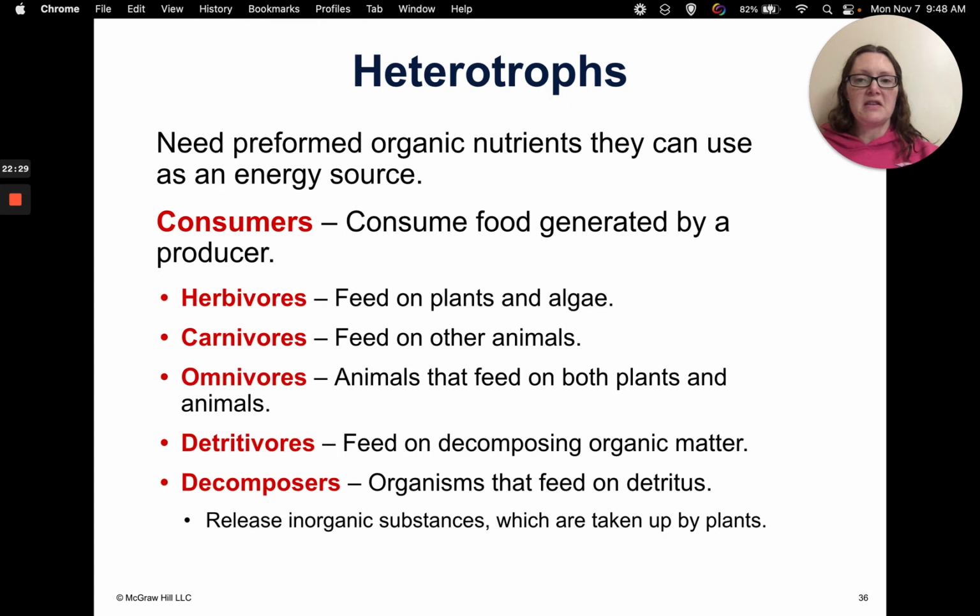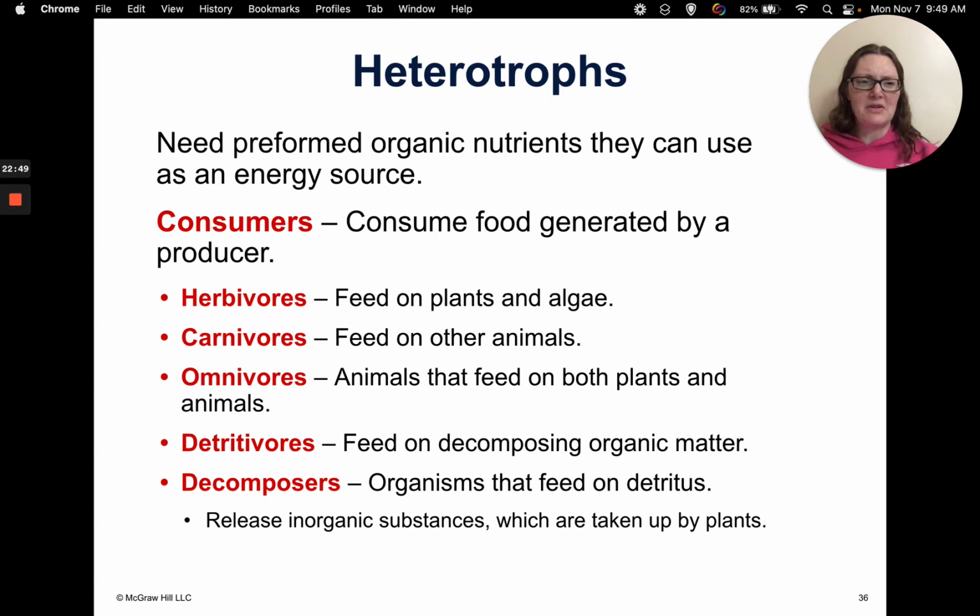Consumers can come in many different forms. The heterotrophs that eat for their food. You can have herbivores, carnivores, omnivores, detritivores, and decomposers. Detritivores and decomposers are often confused. Detritivores feed on decomposing organic matter, and decomposers are organisms that feed on detritus.